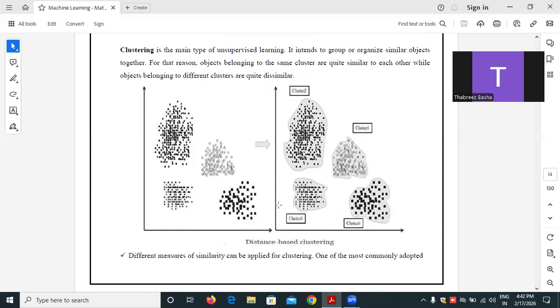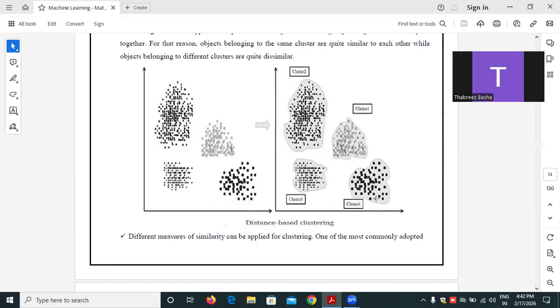Suppose this diagram is observed: distance-based clustering. In the first diagram, we can observe different types of data mixed, and each one is separated by groups of objects. Suppose these are circles, these are oval shapes, these are triangles, these are square boxes. These are the mixed data. But after the process, each group divides into a cluster. Suppose this is cluster 2, this is cluster 1, this is cluster 3, this is cluster 4. These are the clusters of the data.